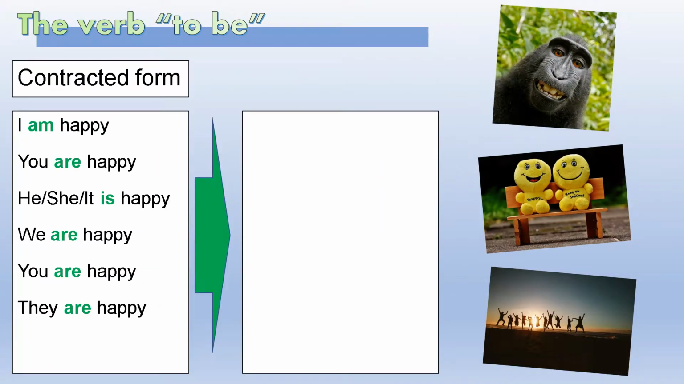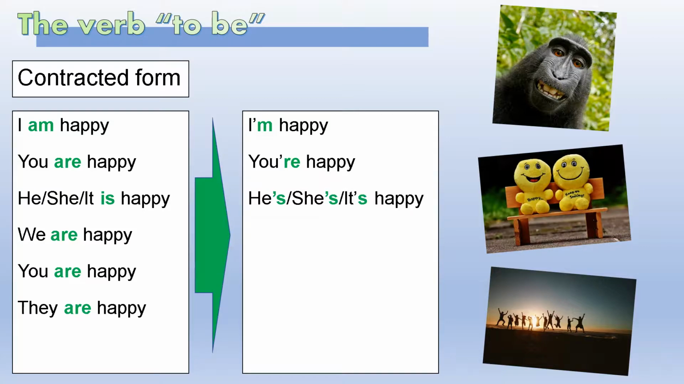In the contracted form, an apostrophe is used to replace the first vowel at the start of the verb. So I am happy becomes I'm happy. You are happy becomes you're happy. He's happy. She's happy. It's happy. We're happy. You're happy. They're happy.